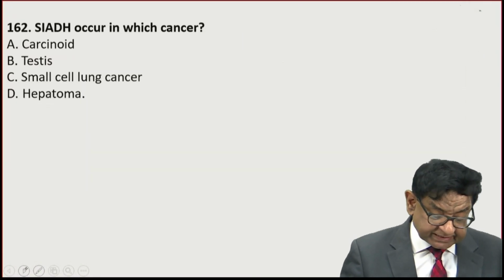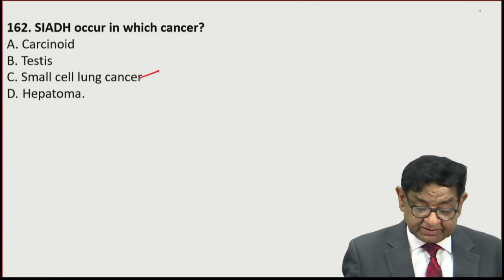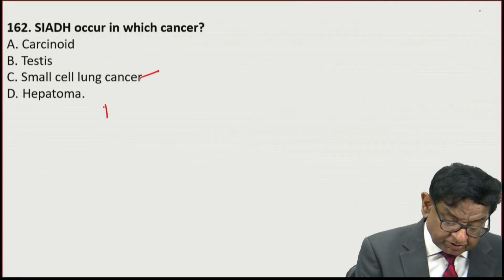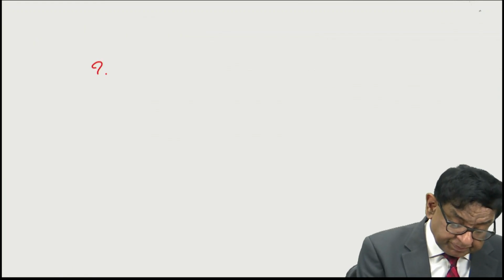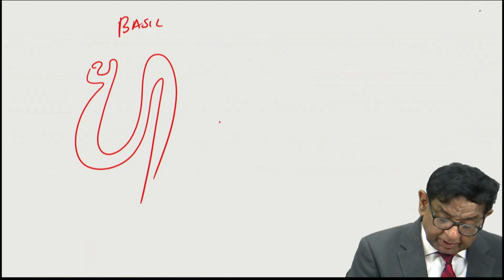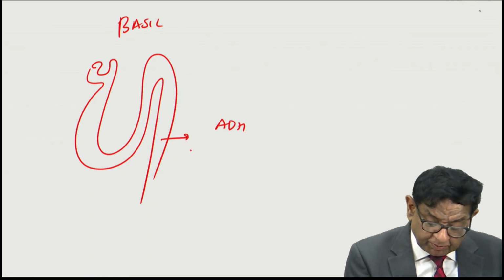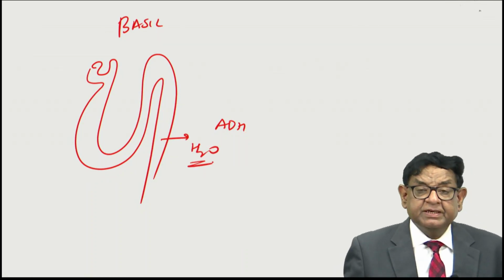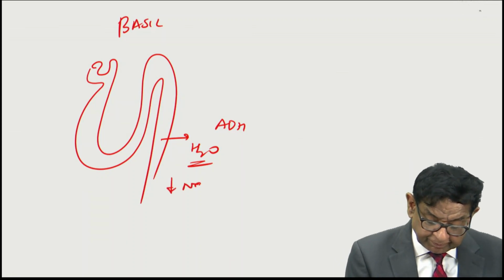SIADH occurs due to which cancer? Small cell lung cancer. Let's learn the basic concept. In SIADH, there is increased amount of ADH. Normally ADH acts on the collecting tubule and it absorbs only pure water. As excess water enters the body, that leads to hyponatremia.